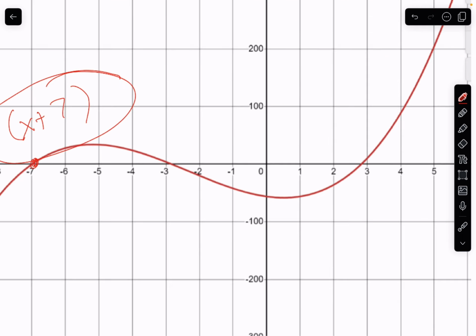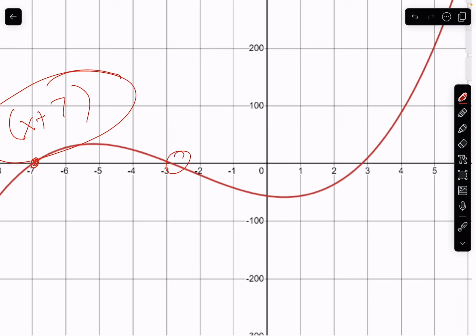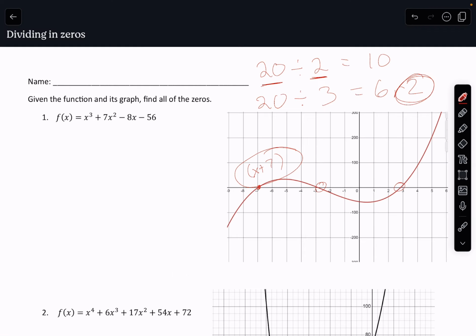All right. Now, you might be like, well, can't we just look and see the zeros here? Well, do you see how it doesn't go through very nicely at -3 and 3? It's a decimal that it goes through. So we can't just look at it and know what decimal it goes through. So we have to do the math for it.